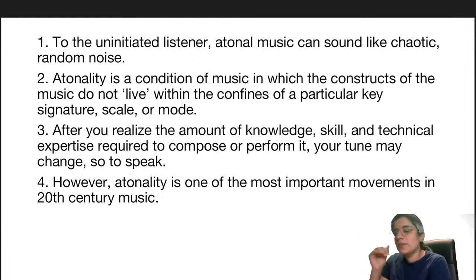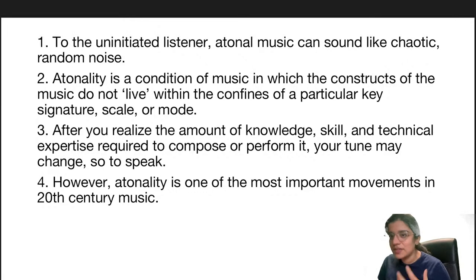Now after the second option, you will put the first option, because both of them are making a pair with each other, right? The second option is introducing atonality, and the first option is saying that to an uninitiated listener, atonal music can sound like chaotic random noise. What do you understand with the word chaotic? Chaotic is confusing, right? So because the first option says that to an uninitiated listener atonal music can sound like chaotic and random noise, it's going to make a clear pair with the second option.